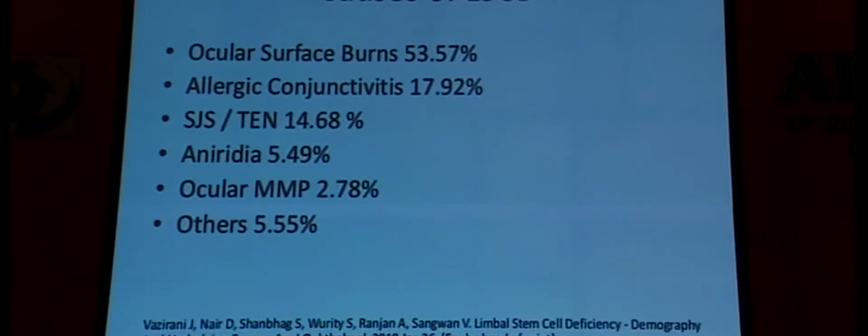So what are the causes of LSCD? A very recent study has found data regarding the LSCD causes in South India. The major cause is ocular surface burns, including thermal as well as chemical burns. Then comes allergic conjunctivitis, and SJS, Stevens-Johnson syndrome, toxic epithelial necrolysis syndromes, aniridia, ocular mucous membrane pemphigoid, and other cases like trauma. So the major player here is surface burns.